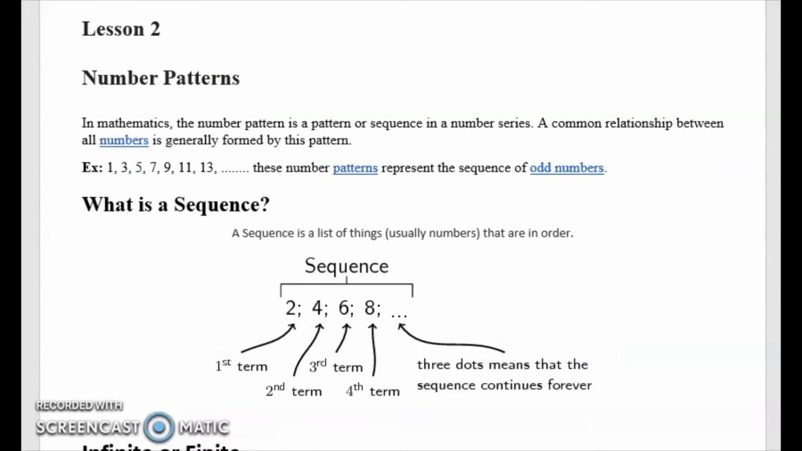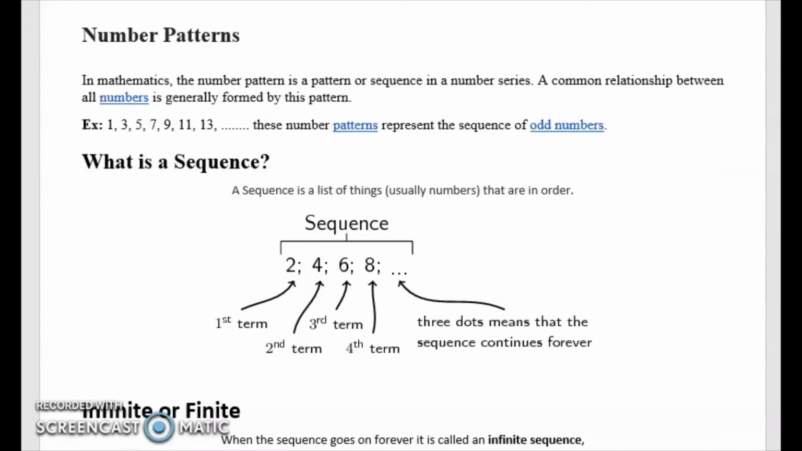Our lesson 2 is called number patterns. In mathematics, a number pattern is a pattern or sequence in a number series. A common relationship between all the numbers is generally formed by the pattern. An example of a number pattern is 1, 3, 5, 7, 9, 11, 13. As you have noticed, it is a pattern or a sequence of odd numbers. The number pattern represents the sequence of odd numbers, and they are also in ascending order.